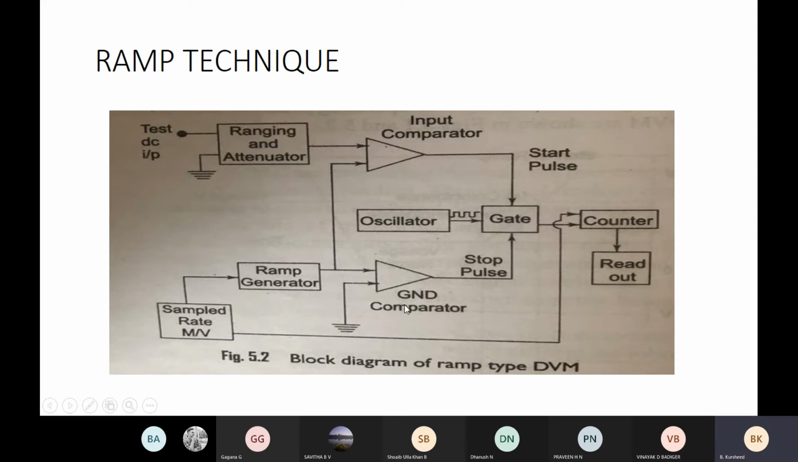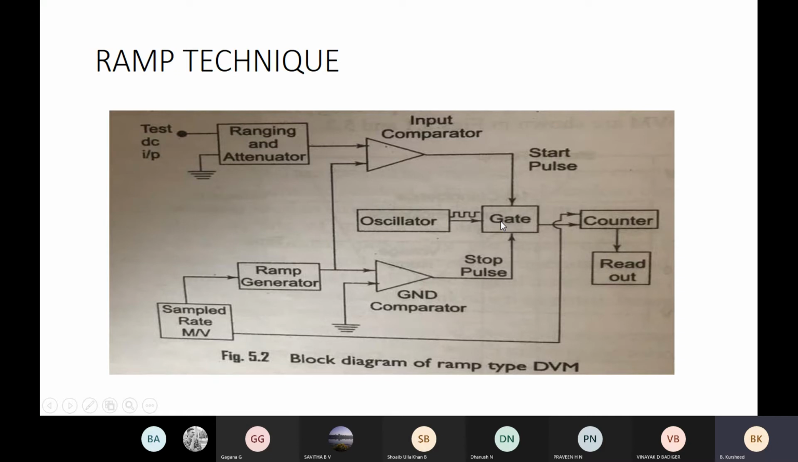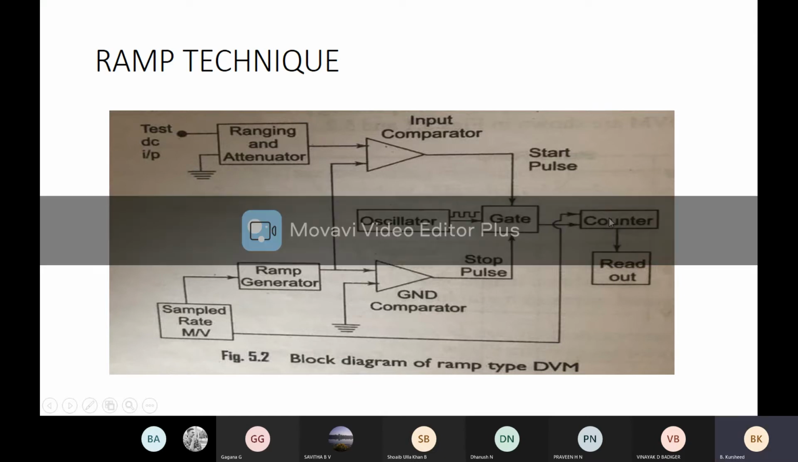When the ramp signal decreases to 0, that value is compared with a 0 reference. When these two are 0, the output gives a 0. That is called a stop pulse. This stop pulse will make the gate open. When the gate is open, the oscillator pulses are not given to the counter, so the counter will not count. Whatever count value is there, that count value is equivalent to the analog input value. In this manner, the complete ramp technique functions.